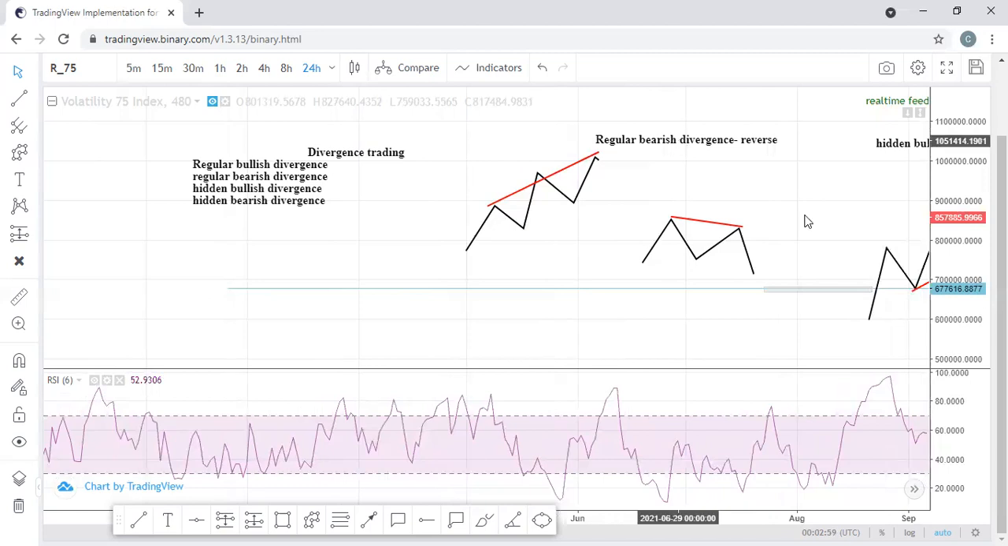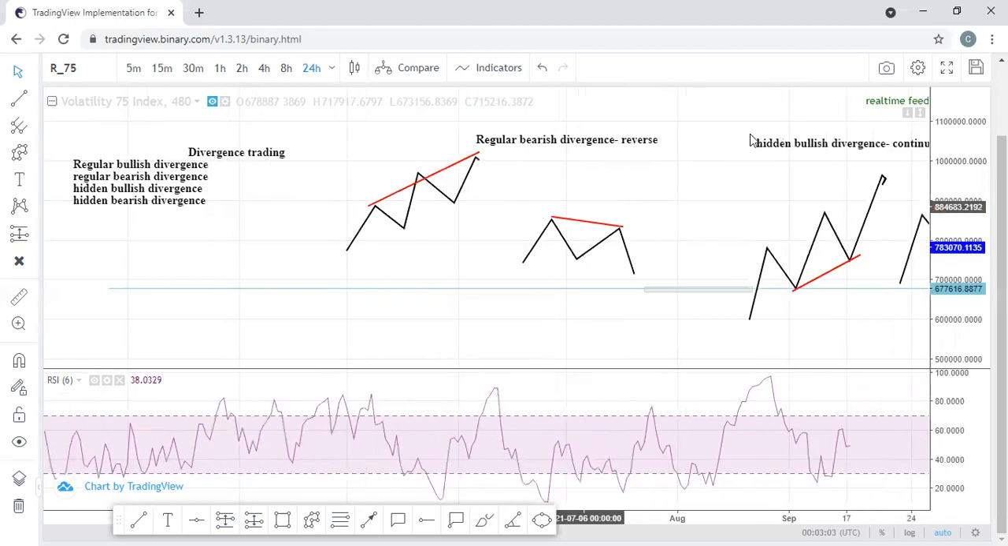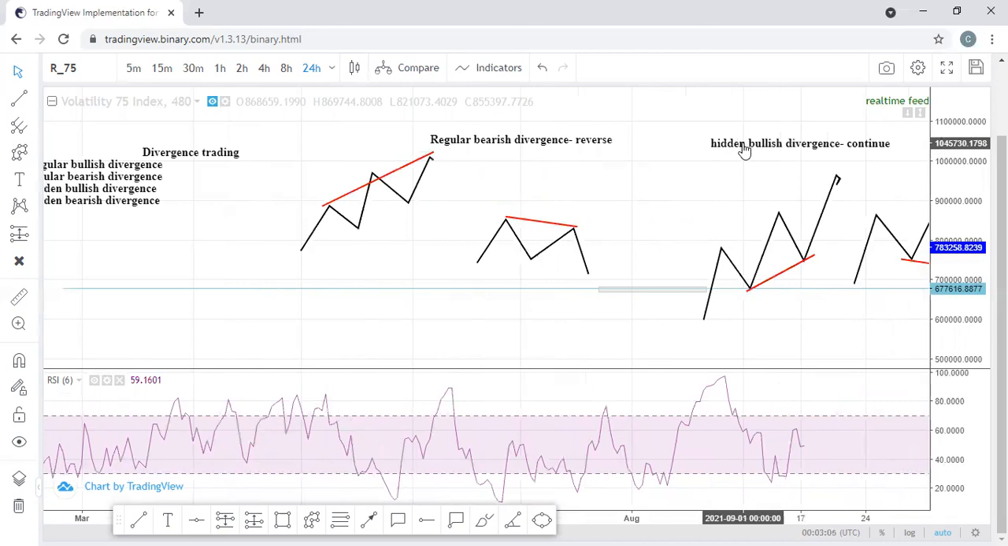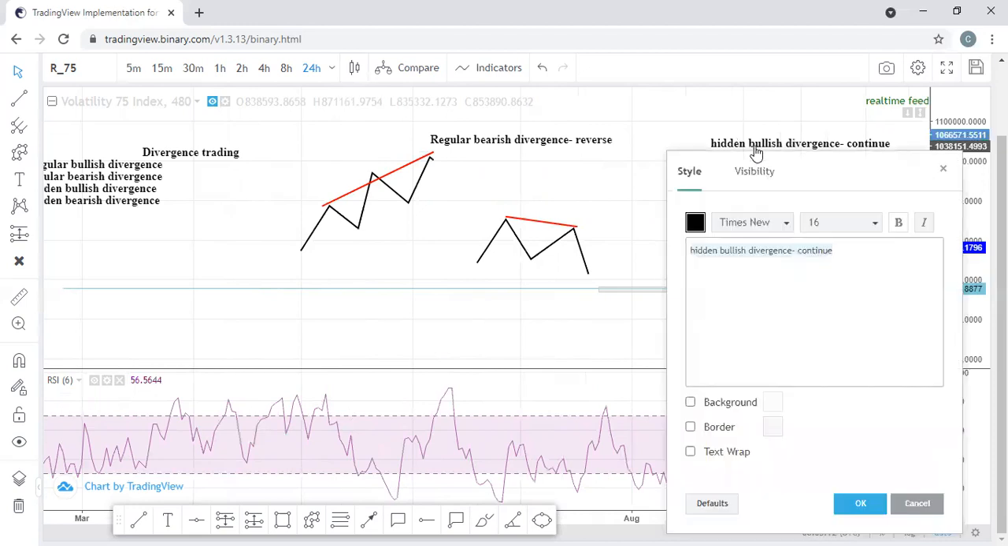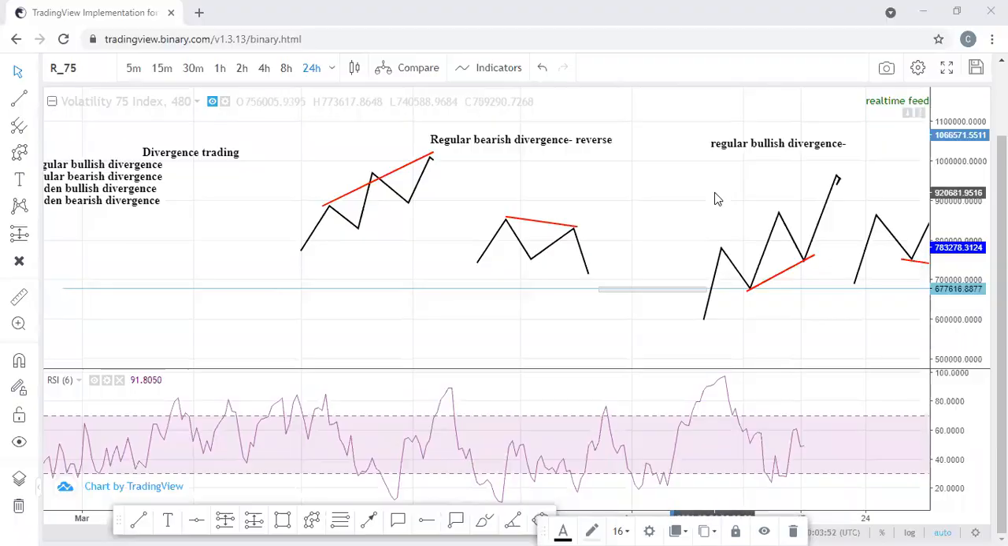So let's talk about the regular bullish divergence. Right. So this is the regular bullish divergence.